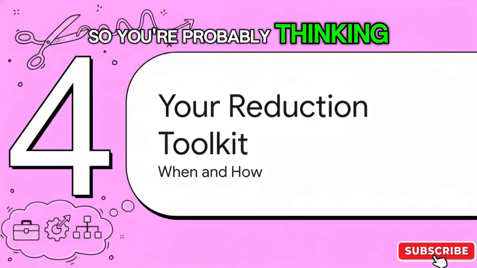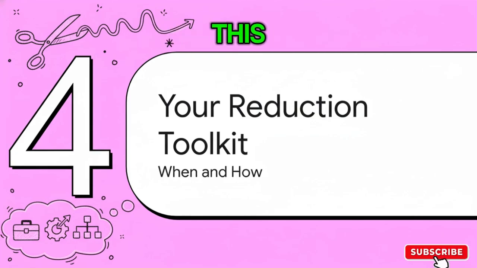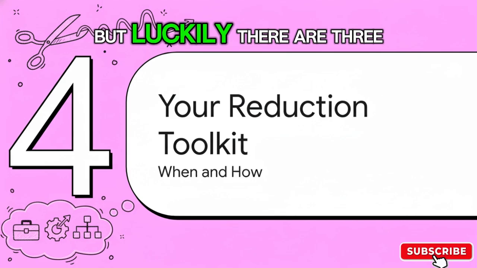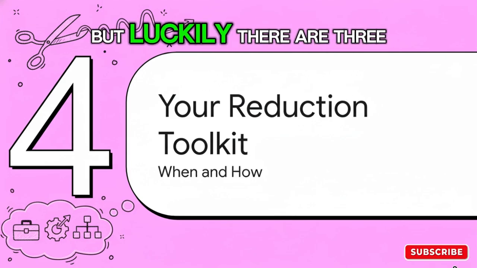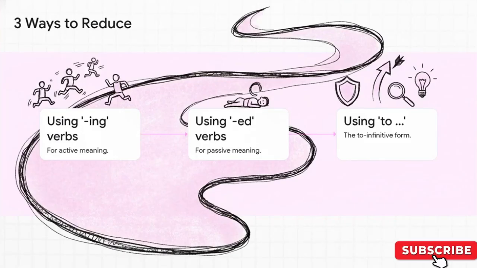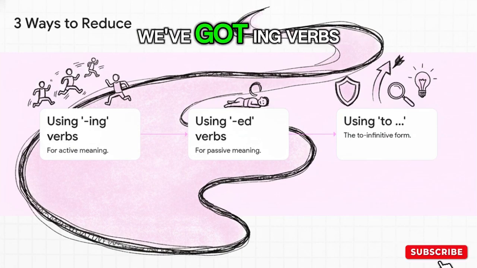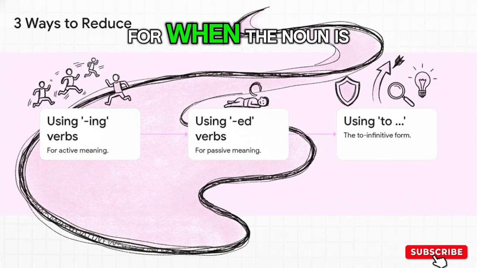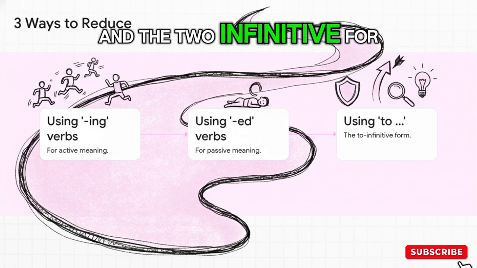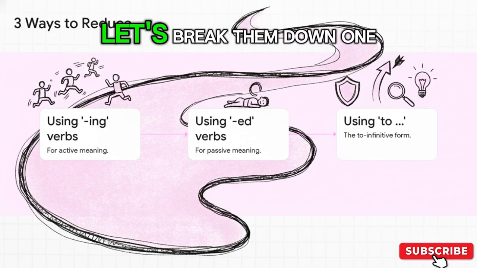So, you're probably thinking, okay, I get it, but how do I know when and how to do this? You can't just start chopping words out of every sentence. But luckily, there are 3 main patterns to follow. Think of it like your own personal reduction toolkit. This toolkit has 3 main tools. We've got ing verbs for when the noun is actively doing something, ed verbs for when something is being done to the noun, and the to-infinitive for things like purpose or need. Let's break them down one by one.